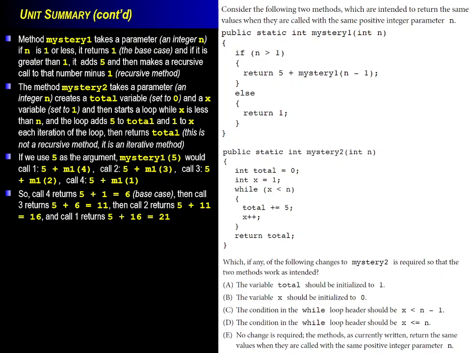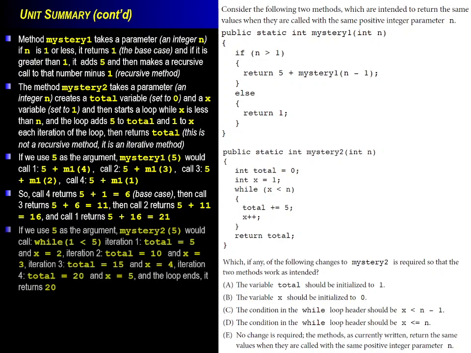So now we're adding 5 plus 6, which is 11, returning that to call 2. So now it's 5 plus 11, 16, returning back to call 1. So now it's 5 plus 16, so it would return 21 from Mystery 1 if we called it with the value 5. Now let's examine how Mystery 2 would work.